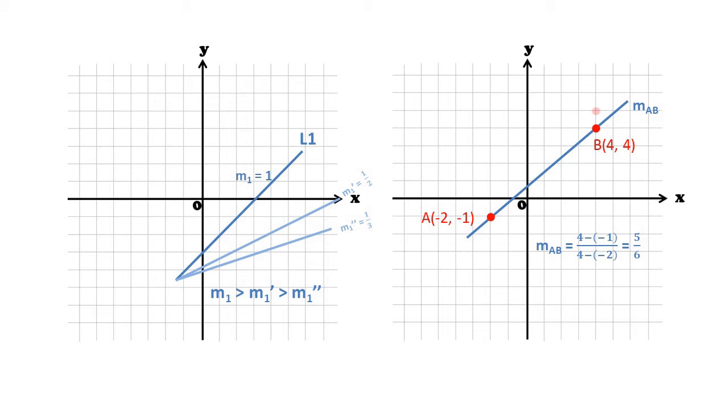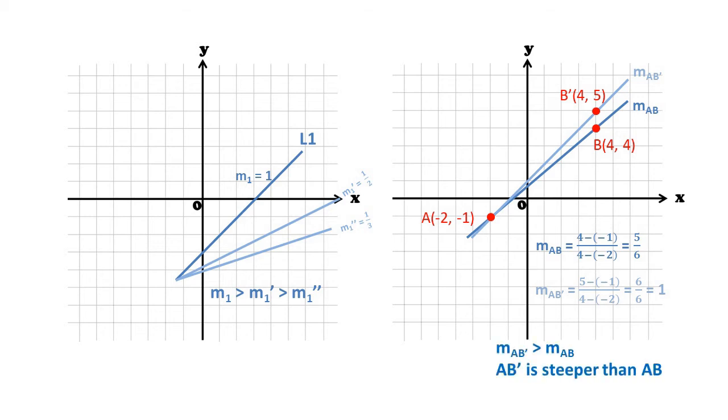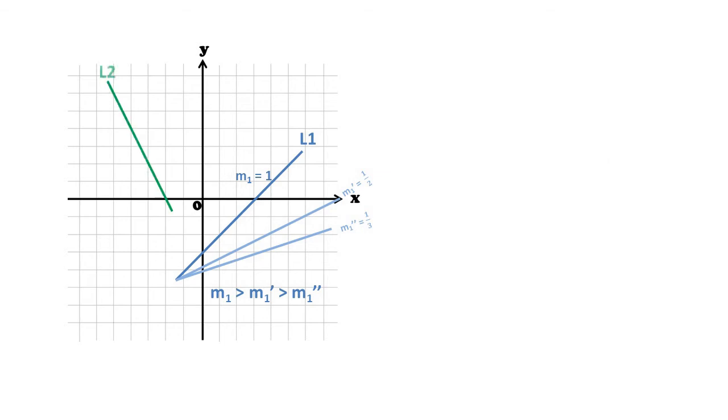If we move point B 1 unit upwards, we get point B prime at (4, 5). The slope of AB prime is 6/6 equals 1. In this case, AB prime has a greater slope and hereby is steeper than AB. Line 2 has a negative slope as it slopes downwards from left to right. In this case, the smaller the slope of the line, the steeper the gradient is.